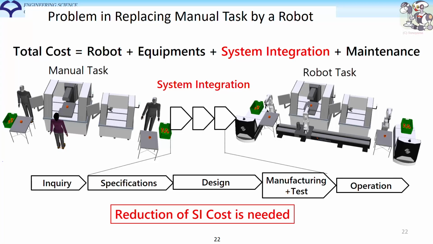To construct such a robot system, we need so-called system integration. System integration typically is composed of specification, design, manufacturing, and test. The total cost of system integration is composed of the cost of the robot, the cost of the equipment, and the cost of system integration and maintenance. The problem is that the cost of system integration is very high, and it should be reduced.